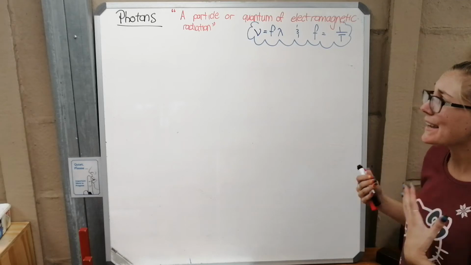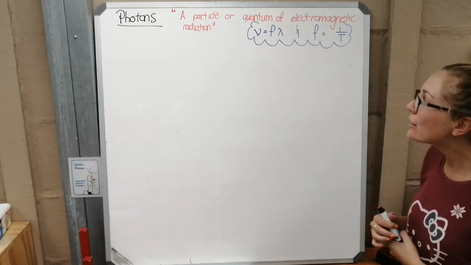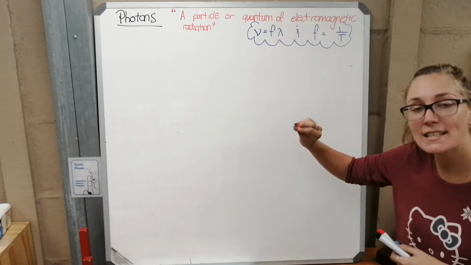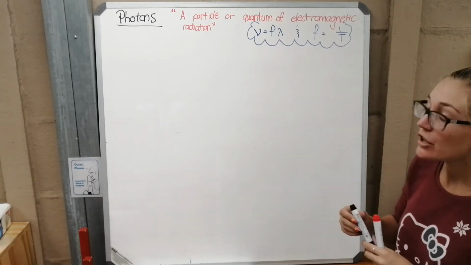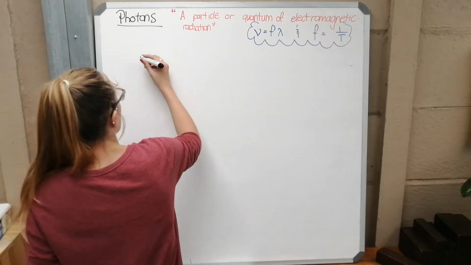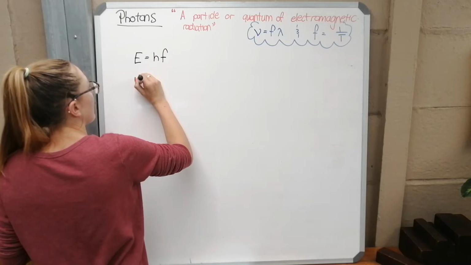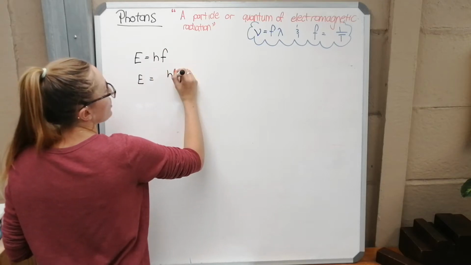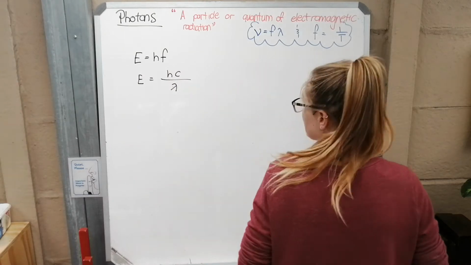Okay, I cannot emphasize this enough. The next two formulae I'm going to show you only apply if they've specified in the question that we are dealing with electromagnetic radiation. So these two formulae are E equals hf and E equals hc over lambda. So I will go through what these mean.